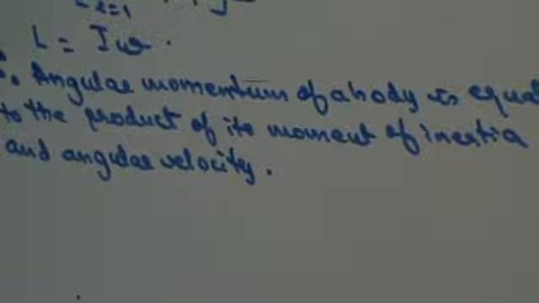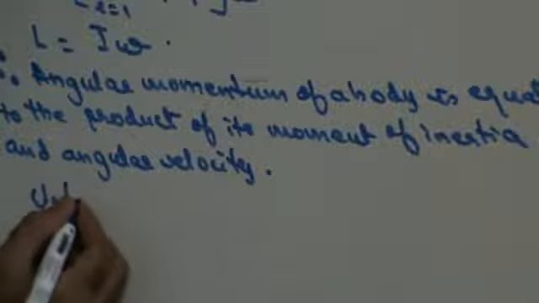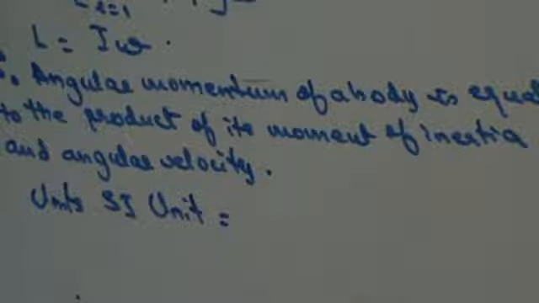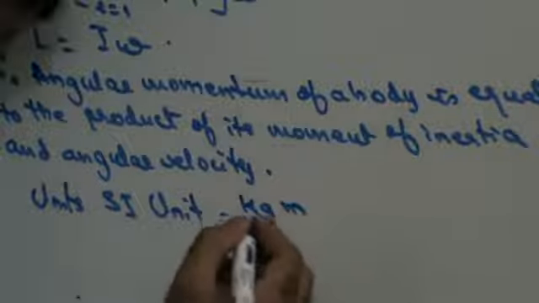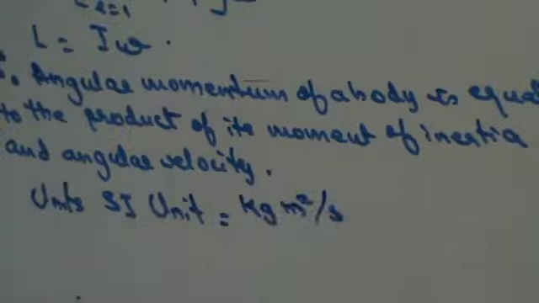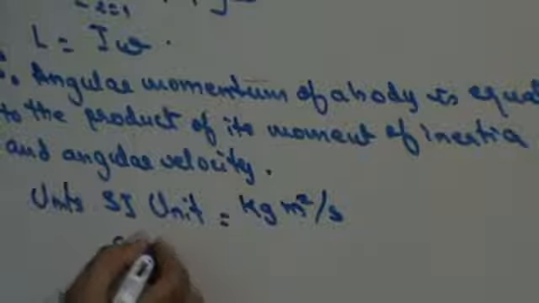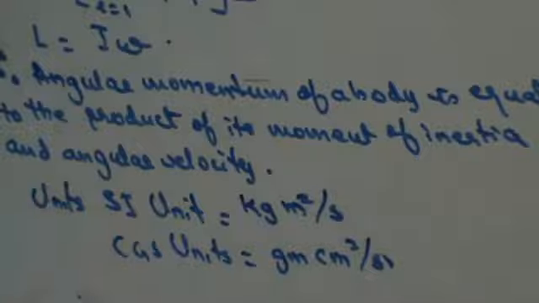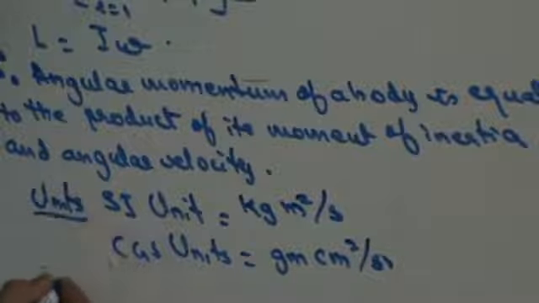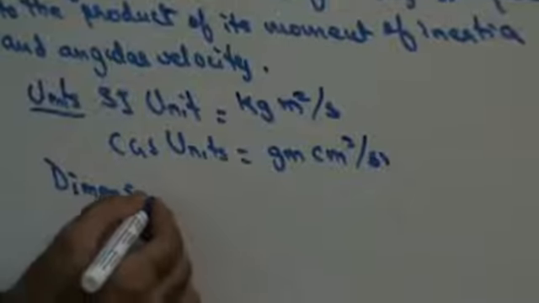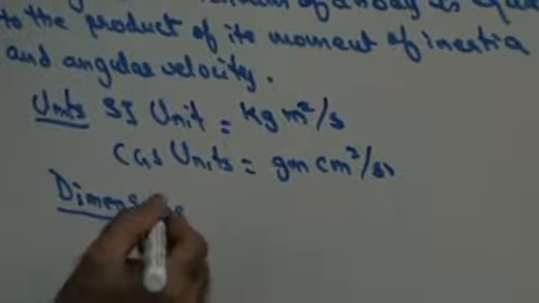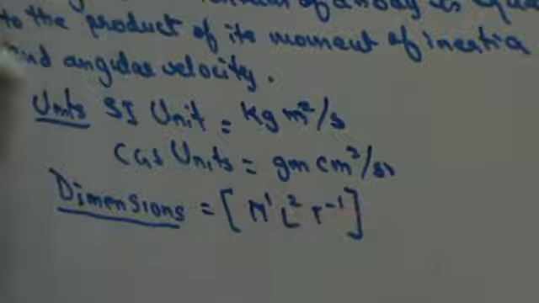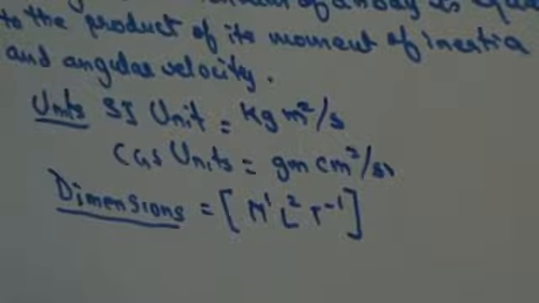Fine. Now in that case, what will be the units? SI units. It is nothing but moment of inertia into angular velocity. Moment of inertia, kg meter square, angular velocity, radian per second, so kg meter square per second, and the CGS units will be gram centimeter square per second. Right, dimensions. Dimensions are going to be nothing but M1 L2 T minus 1. That will be the dimensions of angular momentum. Right? Next.